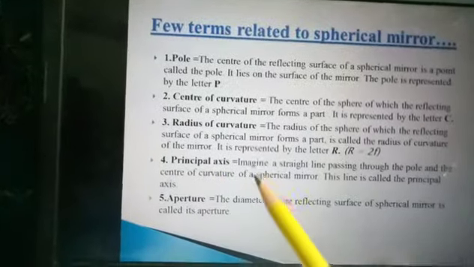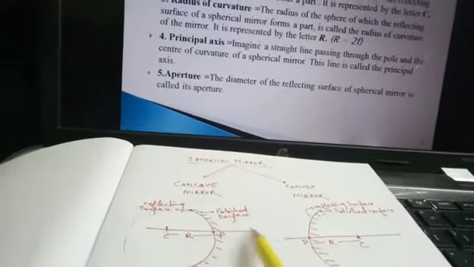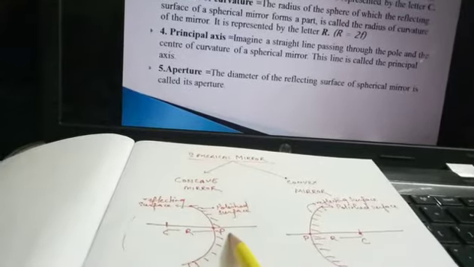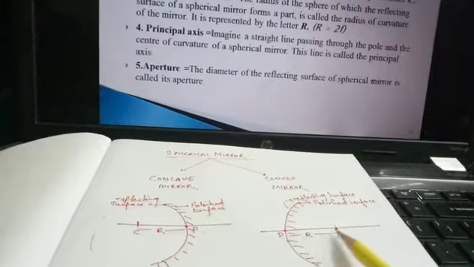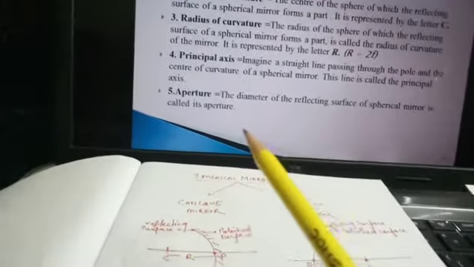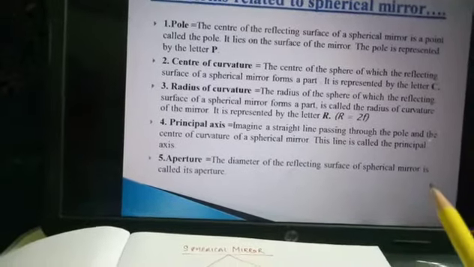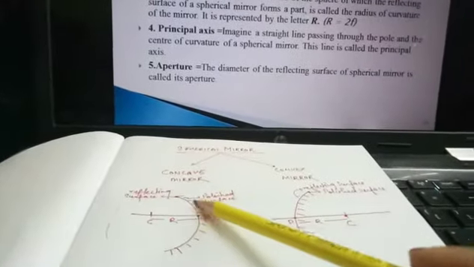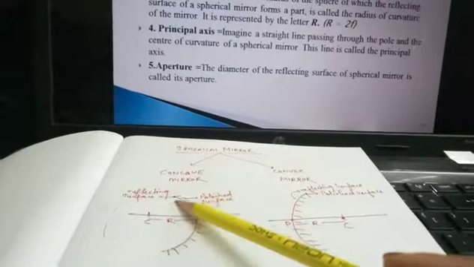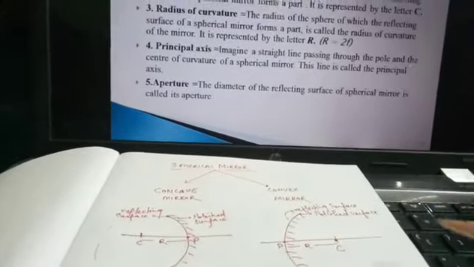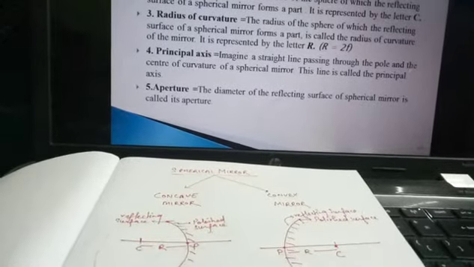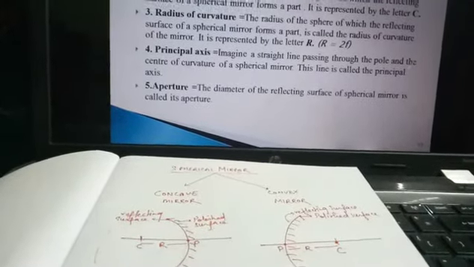Number three is the principal axis. The principal axis is an imaginary straight line passing through C and P. This is known as the principal axis, CP. This is also the principal axis. Then aperture. Aperture means the diameter of the reflecting surface of a spherical mirror. So this one is the reflecting surface, and its diameter is known as the aperture.